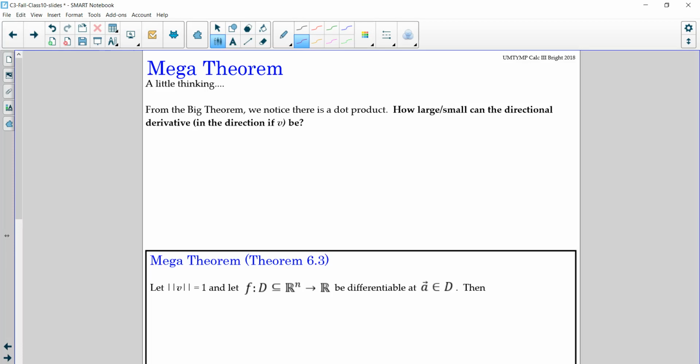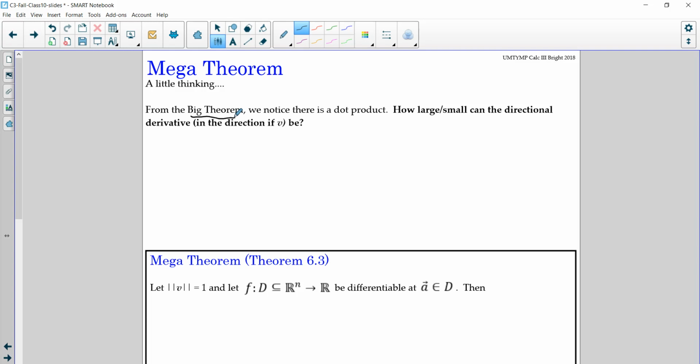Alright, so we've discussed how to compute directional derivatives a little bit more easily than the limit definition. Now we're going to introduce another theorem that discusses a few nice properties about the directional derivative, and thus is very, very important. The big theorem, theorem 6.2 or whatever, gave us a dot product.